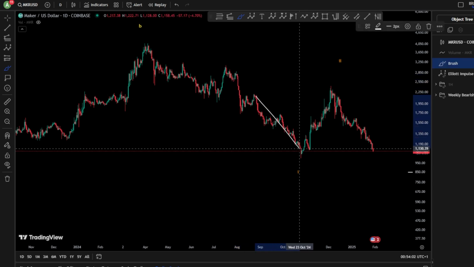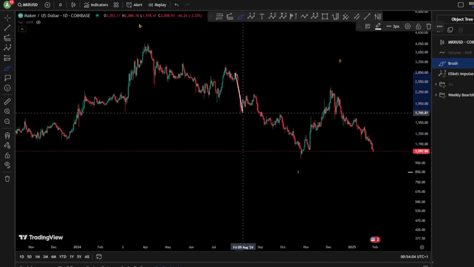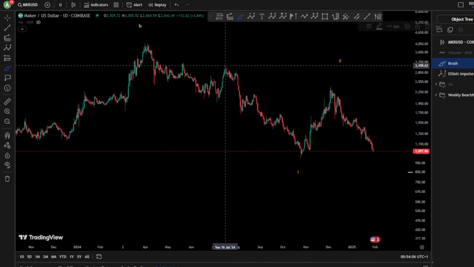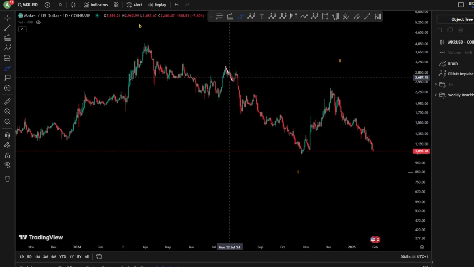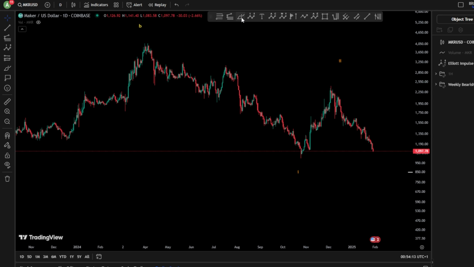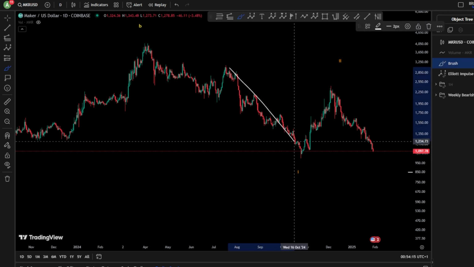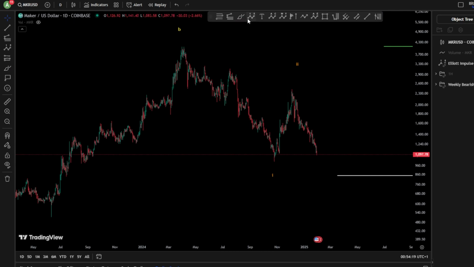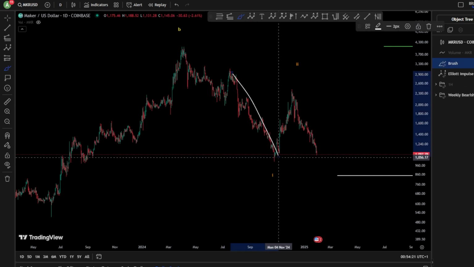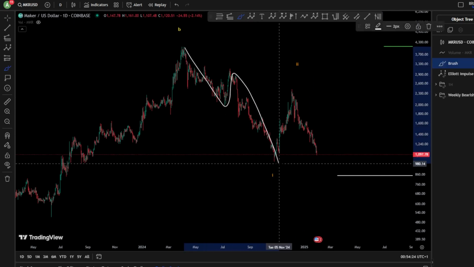Now, we have an extended wave 5, that's fine, but the important thing is that your wave 3 is not the shortest between your wave 1 and your wave 5, meaning this is a valid impulse towards the downside, and we can count it as a wave 3. In case you have this as a wave 3, that's fine. You would like to see 1, 2, 3, 4.